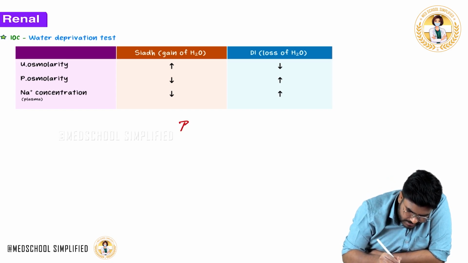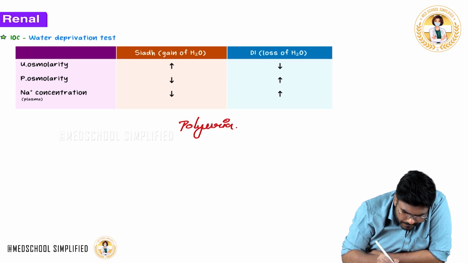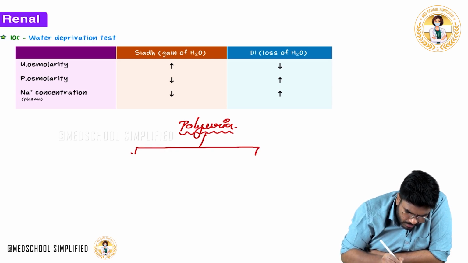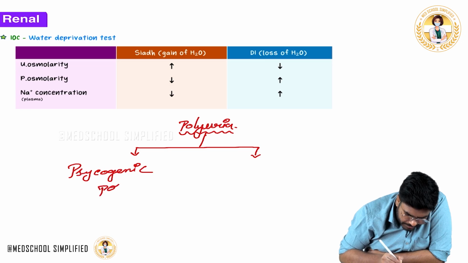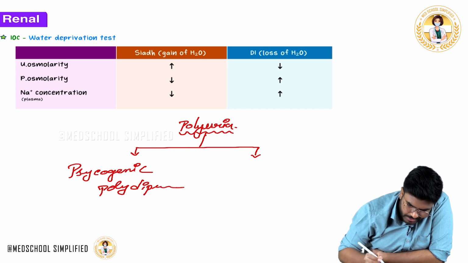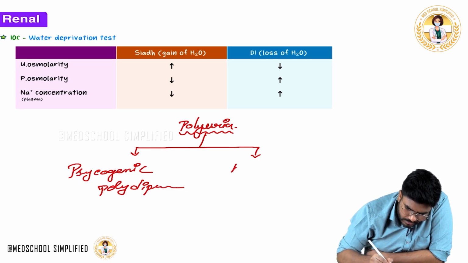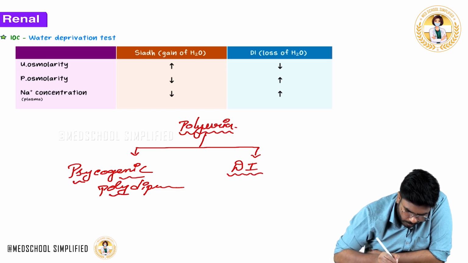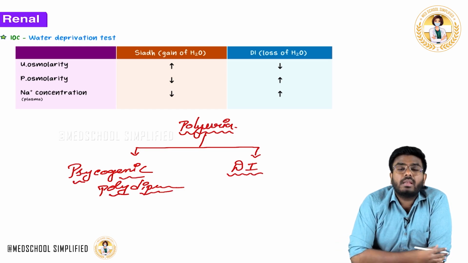So let's draw something like this. Whenever the patient is having polyuria, what are the two possibilities? The two possibilities may be psychogenic polydipsia, or it can be because of diabetes insipidus. In both conditions, the patient is going to have polyuria, more urine production. Now, how to differentiate?